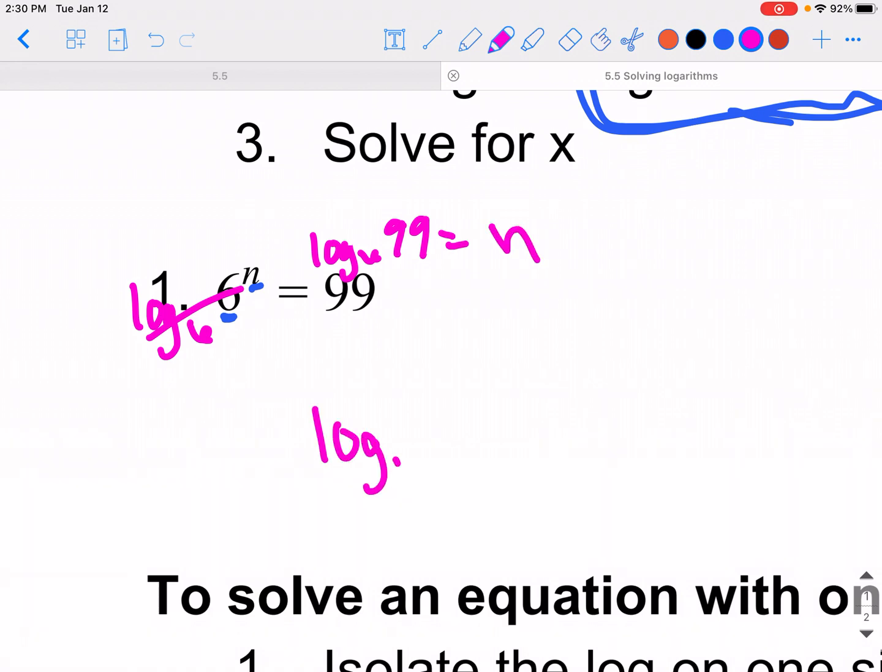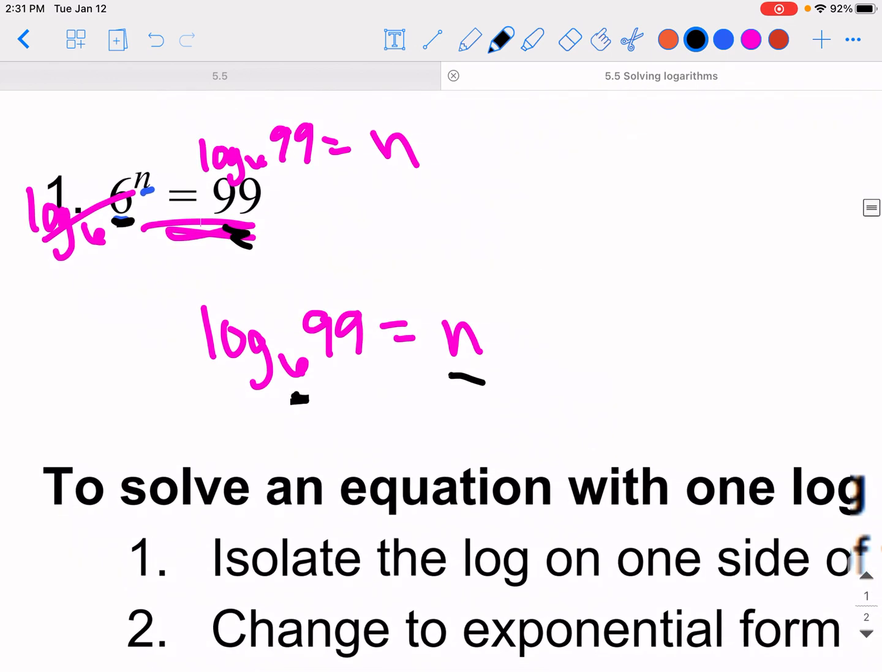And then if you think about it, log base 6 of 99 equal to n is actually changing this to logarithmic form. Neat, right? Because your exponent base is your log base, and then your exponent is your answer, and you take the log of what you're equal to, which is 99. So that's how we change to logarithmic form, using the same solving skills.